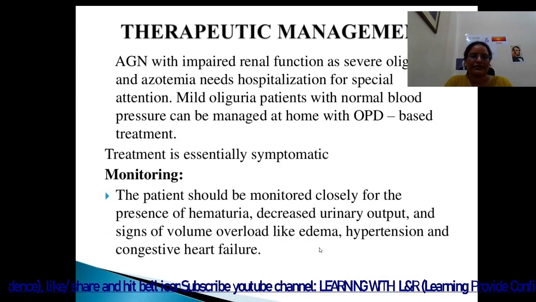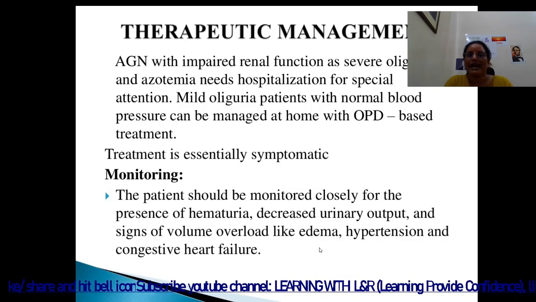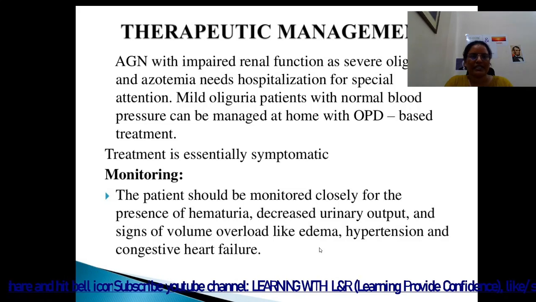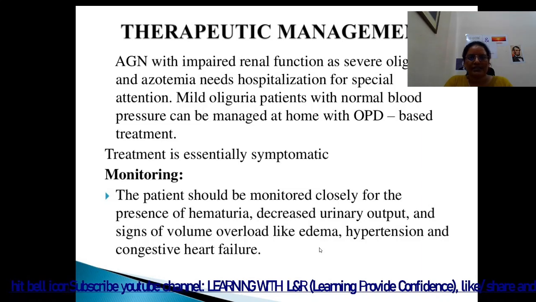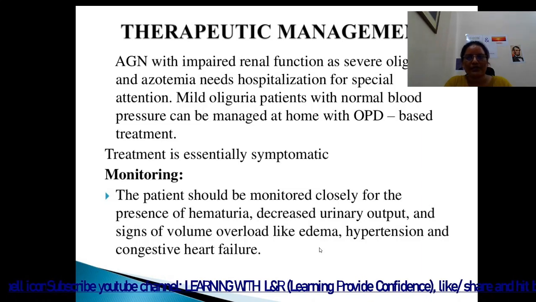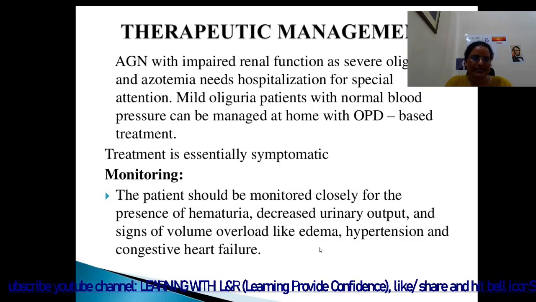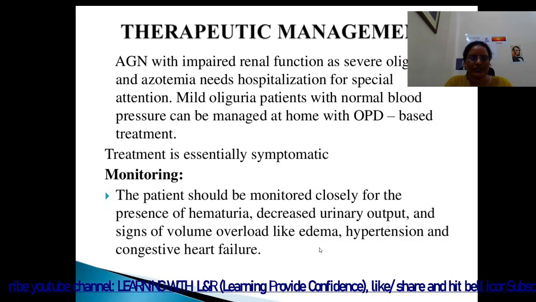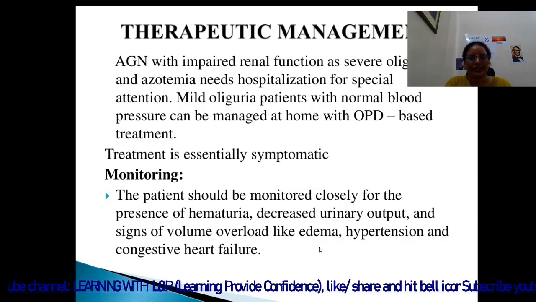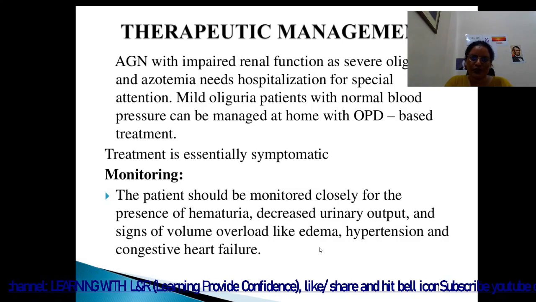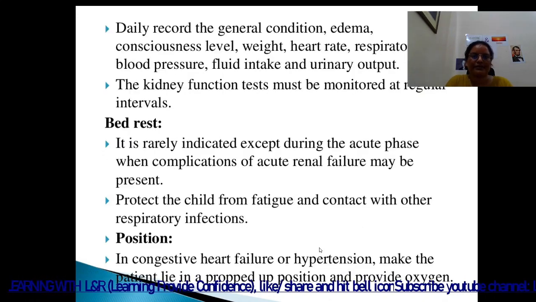Therapeutic management. Acute glomerulonephritis with impaired renal function, as severe oliguria and azotemia, needs hospitalization for special attention. The patient with mild oliguria can be managed at home on an OPD basis. Treatment is essentially symptomatic. Monitoring. What do we monitor? The patient should be monitored closely for the presence of hematuria, decreased urine output, signs of volume overload like edema, hypertension, and congestive cardiac failure.